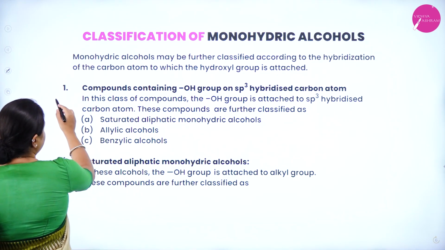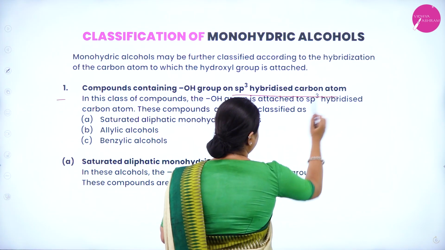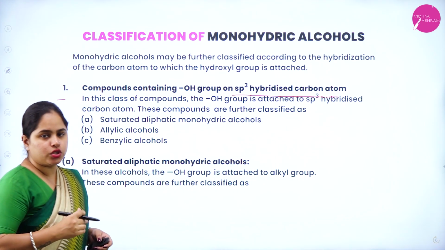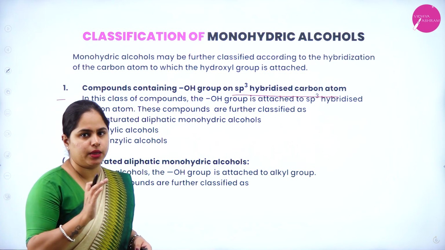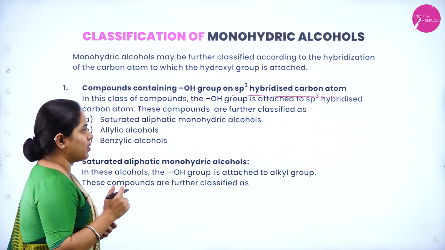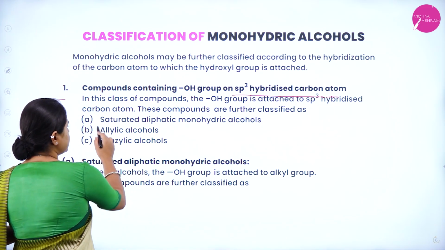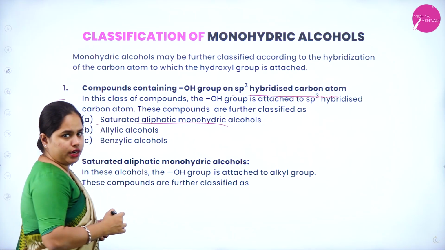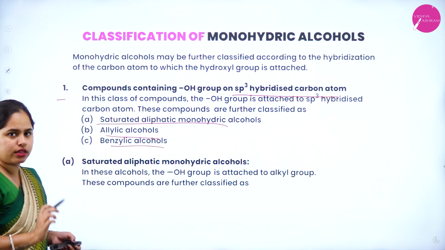So the first one is compounds containing the OH group on an sp3 hybridized carbon atom. The hydroxyl group is attached to a carbon atom which is sp3 hybridized. In this class of compounds, the OH group is attached to an sp3 hybridized carbon atom. These compounds are further classified as saturated aliphatic monohydric alcohols, allylic alcohols and benzylic alcohols. Now what are these? Let us see.